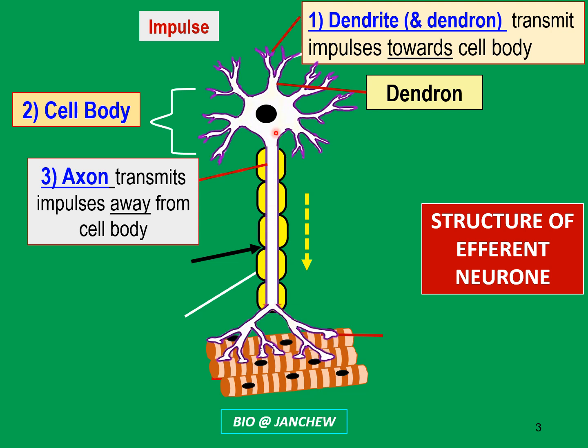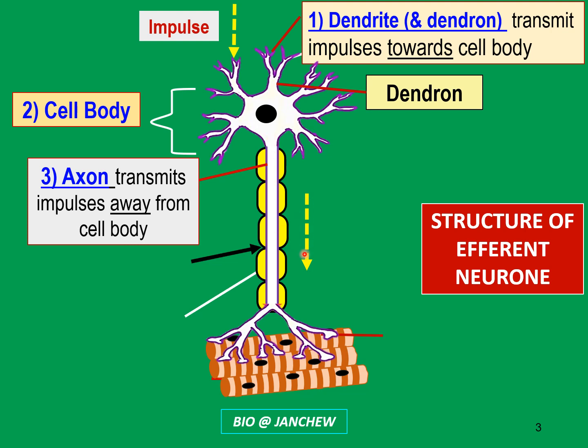Okay, this is the cell body and transmits the impulses away from the cell body. So it's very different from the dendrites and dendrons here that transmit impulses towards the cell body. Here we show the transmission of impulses, the direction from the dendrites to the dendrons to the cell body, and then from the cell body to the axon.